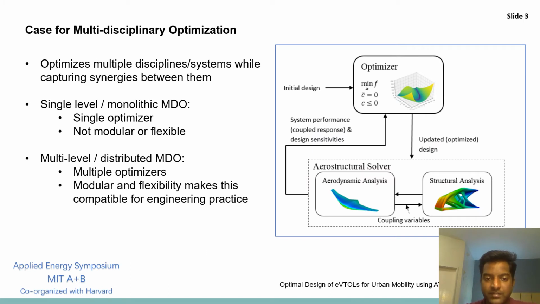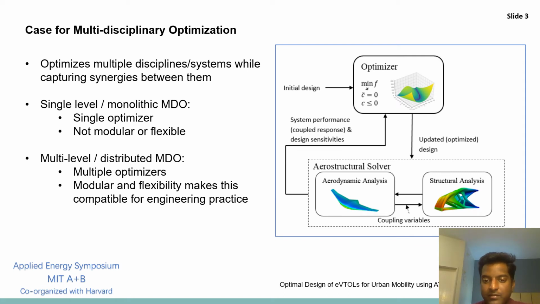So, what is multidisciplinary optimization? Multidisciplinary optimization optimizes multiple disciplines and systems while capturing all the synergies between them. If you look at the system depicted on the right hand side, this is an optimization of an aerodynamic wing. In this problem, we are trying to optimize the wing structure for a particular objective function. That can be something like the overall mass of the wing or the lift by drag ratio of the wing.